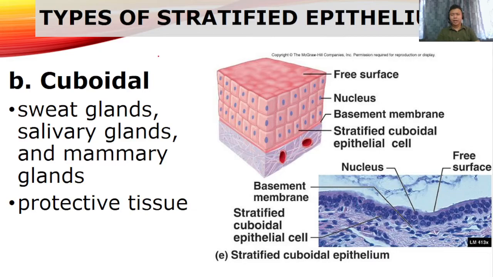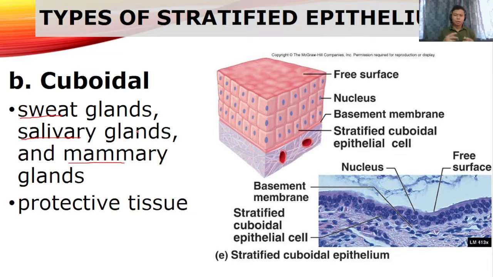Moving forward, here we have the stratified cuboidal epithelium. Okay, they are usually found in our sweat glands, salivary glands, and mammary glands. Okay, they secrete materials specific to particular organ. Okay, sweat glands, they produce salt material, wastewater material, urea. Salivary glands, okay, they produce salivary amylase. Okay, mammary glands, they produce milk for the female mammalian organism.